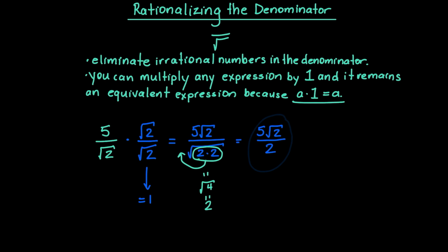But the reason we're multiplying by radical 2 over radical 2 is I know it's going to create a perfect square in my radical that I'll be able to simplify so that it no longer has a radical. Last thing we check, can we divide 5 and 2? No, it does not simplify. So we leave our answer as 5 radical 2 divided by 2.